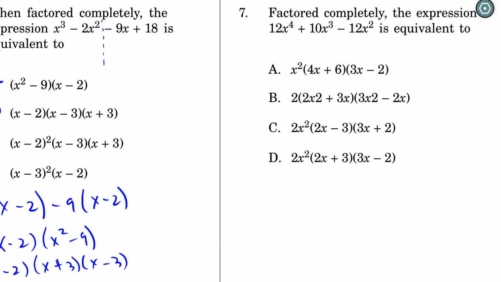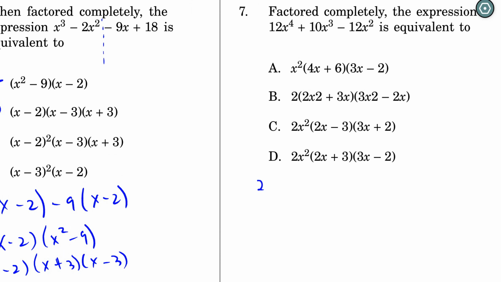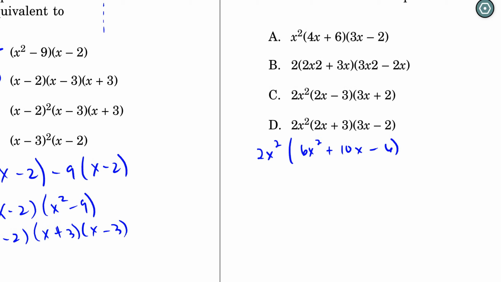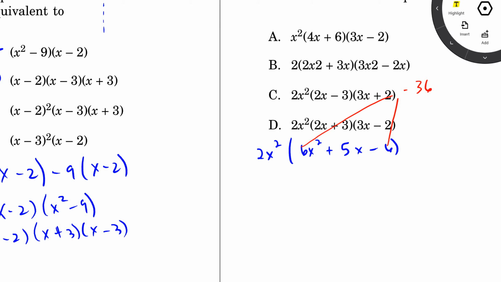For 7, the first thing I notice is there's a GCF of 2x squared, which leaves me with 6x squared plus 10x minus 6. Actually, divide by 2 as well. Now I have to try and factor this. We're going to use the AC method here. We multiply the first and last term, and that gives me negative 36. So now I'm asking myself, what multiplies to make negative 36 but adds to make positive 5?